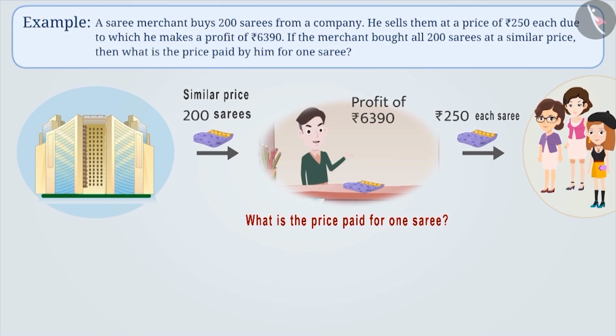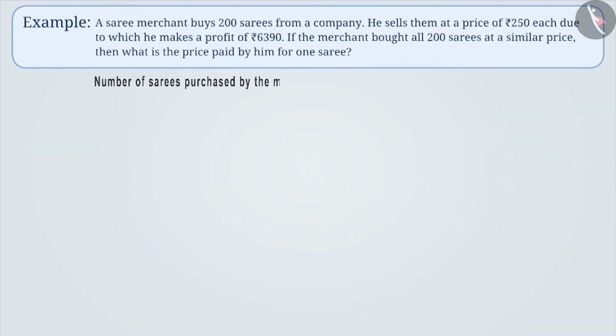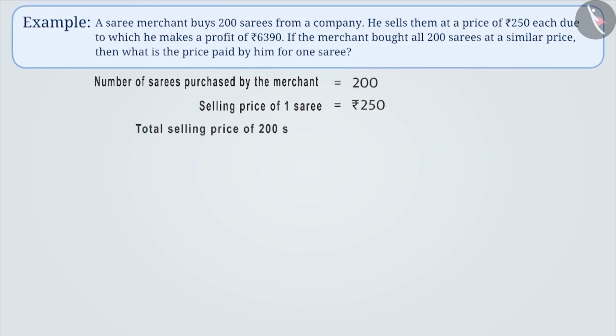Let's solve this. First of all, we will see what information has been given in the question and what we need to find out. From the example, it is clear that the number of saris purchased by the merchant is equal to 200. He sold them at a price of rupees 250 each, which means total selling price of 200 saris is equal to 200 into rupees 250, which is equal to rupees 50,000.